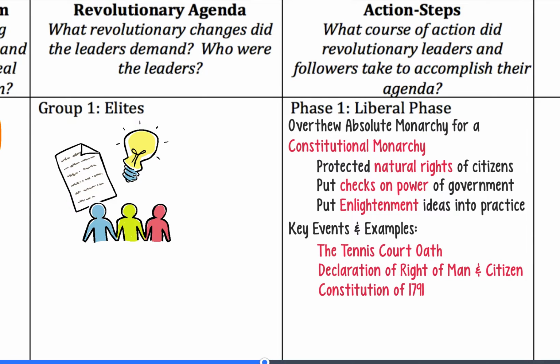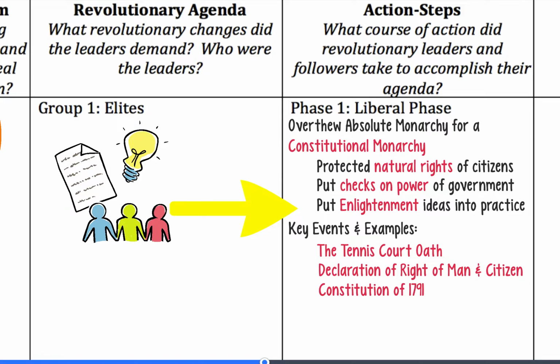Here are some specific key events and examples that we have looked at to prove this to be the case. This starts with the Tennis Court Oath, this commitment to writing a constitution, the Declaration of the Rights of Man and Citizen, which you've read, and finally the Constitution itself, which maybe we could take a glance at this week. It looks a lot like, and it reads a lot like the American Constitution. We know that was a big inspiration for the French Revolution.